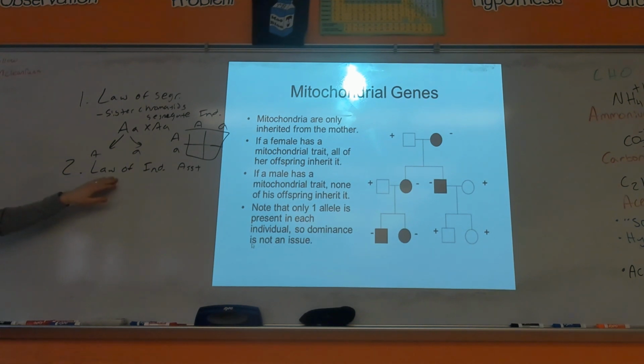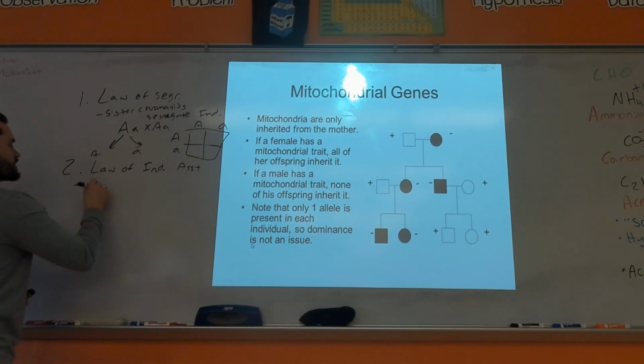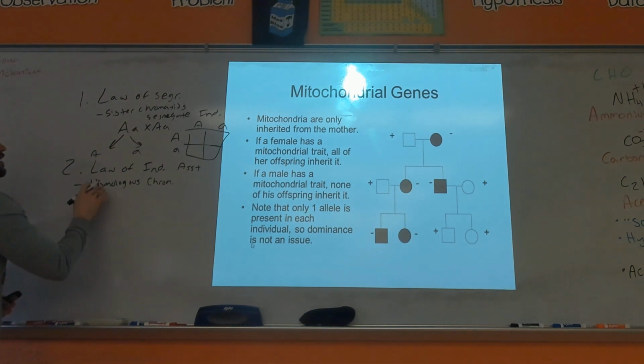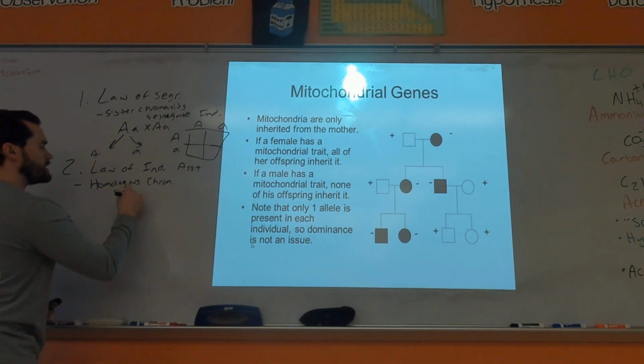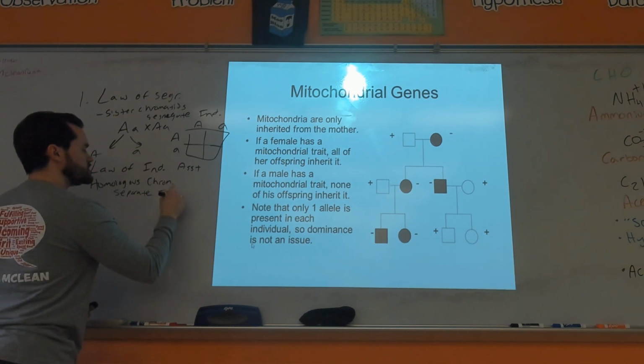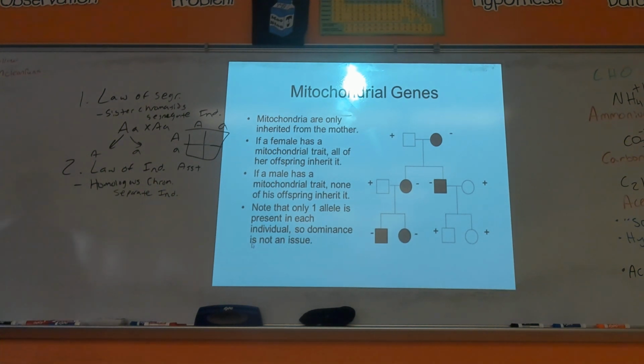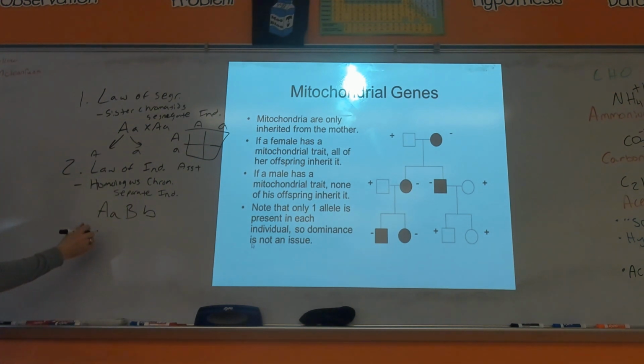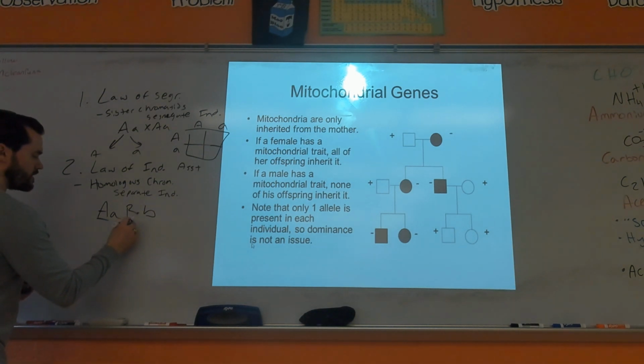The law of independent assortment is related to the law of segregation, but it's analyzing the homologous chromosomes. This law is saying the homologous chromosomes separate independent of each other. In other words, the copy of a gene you get from mom segregates differently from the copy from dad. So for example, you have big A, big B, little b, and let's say this one came from mom and this one came from mom also.